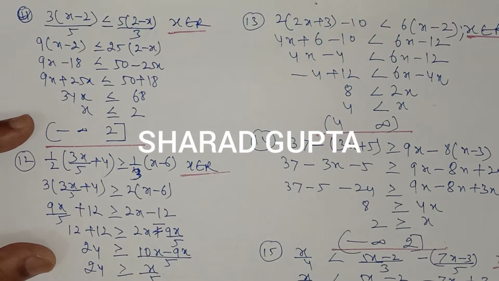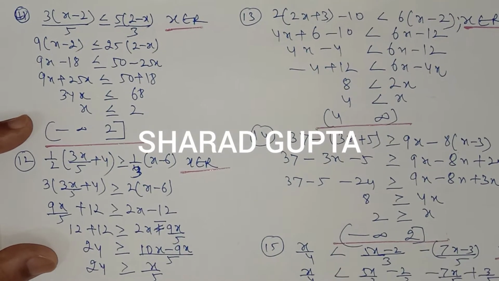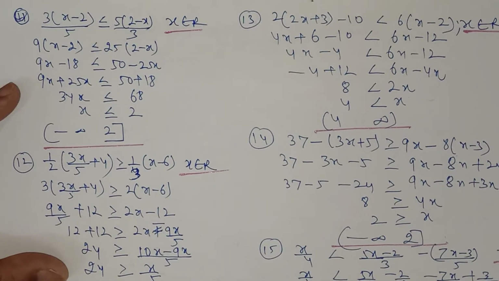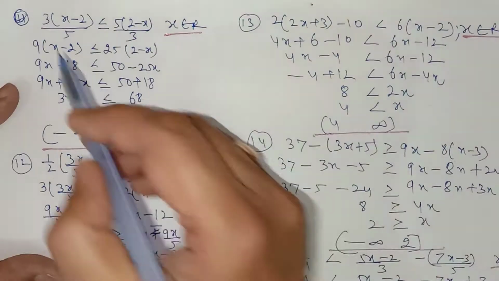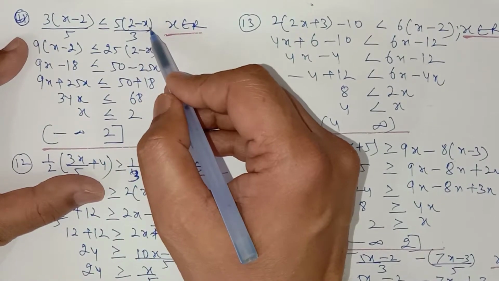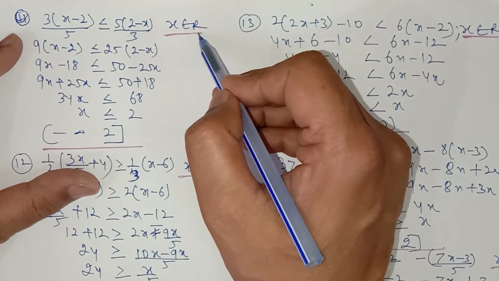This is lecture number 2 for the chapter Linear Inequalities for class 11th, and we were discussing the first exercise. In the last lecture, we have done up to question number 10. Now in question number 11 we have 3x minus 2 less than or equal to (5(2 minus x))/3, and you have to write the answer in the real numbers.